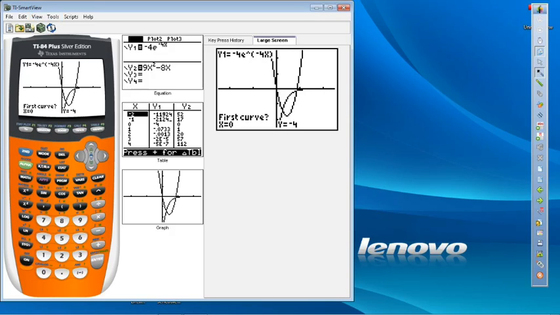And then it asks, what is your first curve? So is that your first curve? Just press enter. And then your second curve, press enter. And what you want to do is you want to move the cursor to the first intersection and press enter. So there's your point of intersection.